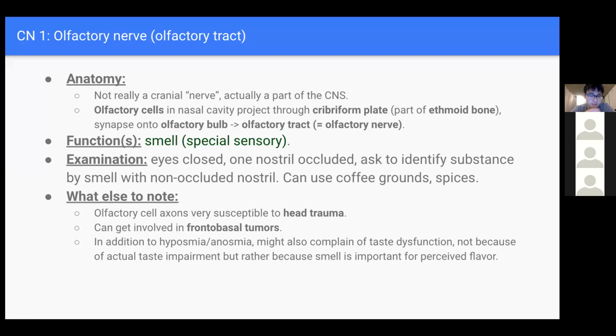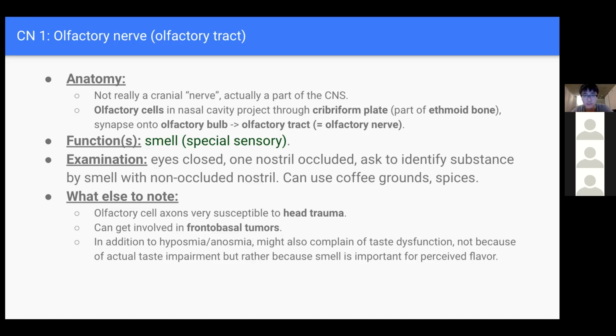So when would you suspect that? Well, what else to note? These olfactory cell axons are very susceptible to head trauma, right? You have axons going through the cribriform plate. So you have very, very thin fibers going through little holes in bone. So you can imagine if you hit your head, you get shaken a little bit, it's very easy for these axons to essentially get cut. So that's one context in which you would suspect it.